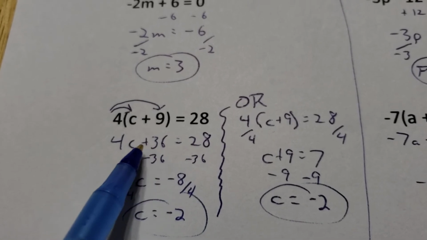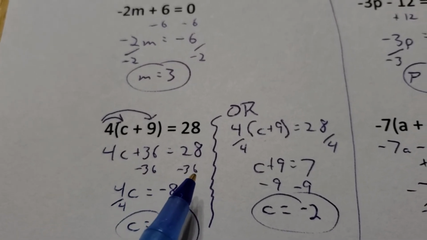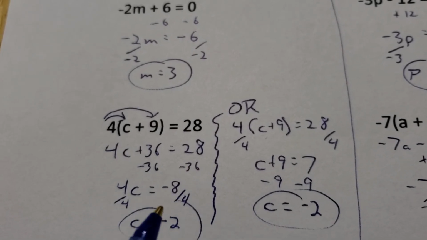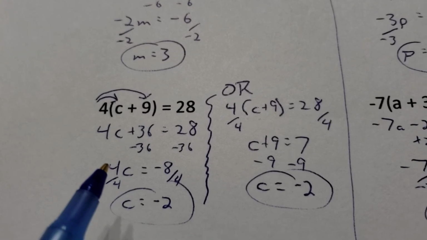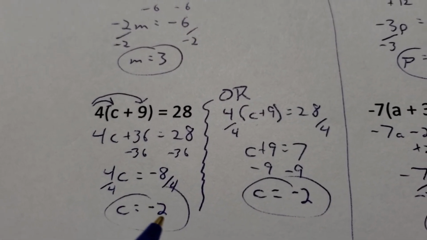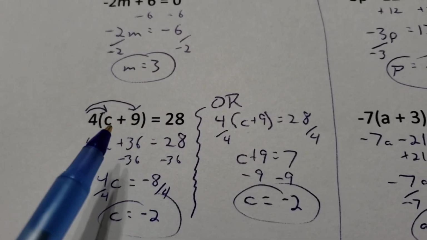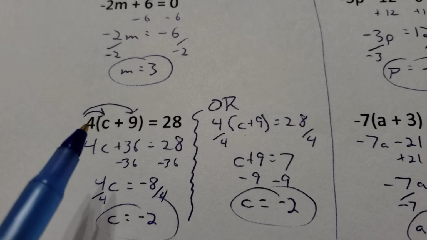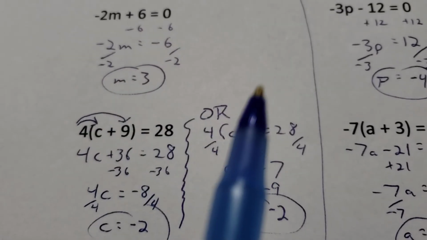All right, now that's just like we've been solving for our last few problems. Get rid of the plus 36 by subtracting 36 from each side, and that leaves me over here with a negative 8. And all that's left over here is a 4c. So I want to get rid of the times 4, so divide by 4, c equals negative 2. If I double check this here, negative 2 plus 9 is 7, and then 4 times 7 does give me a 28.